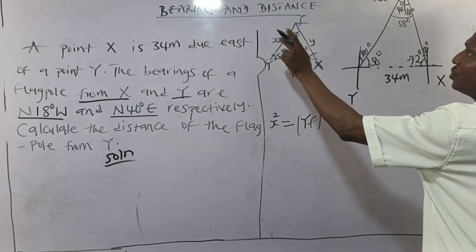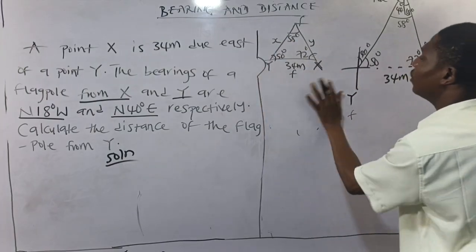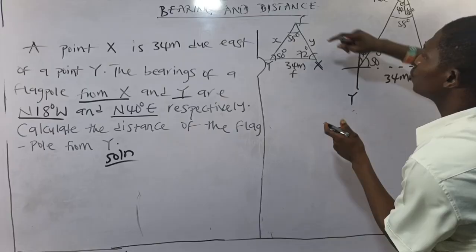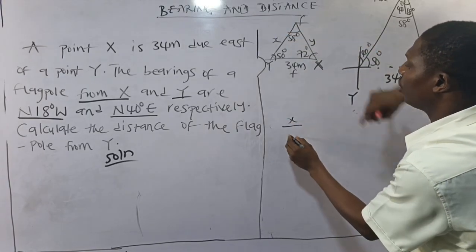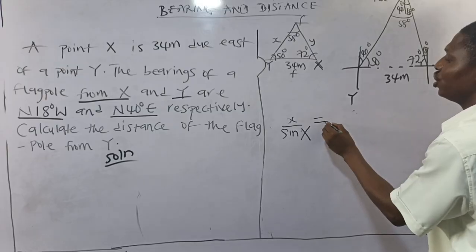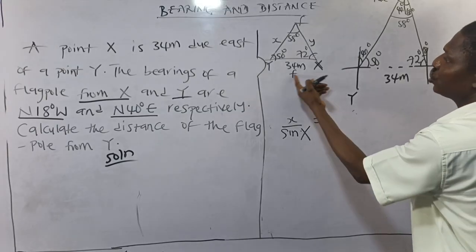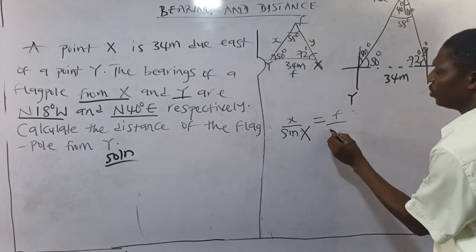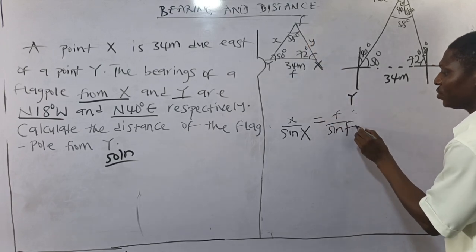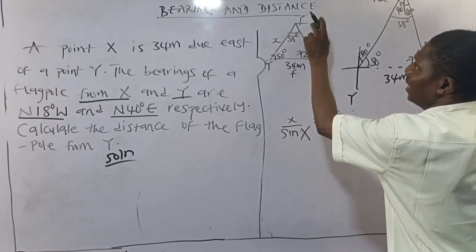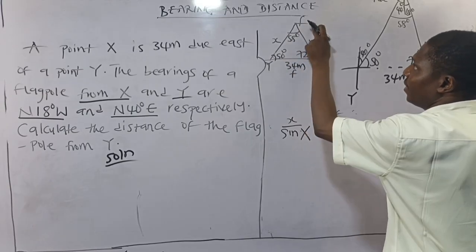I can't use this since I don't know this third side. Going for the third side is a waste of time, so I'll simply use my sine rule. For the sine rule, I'll have x over sine capital X equals the known side and the known angle, f over sine capital F. This will give me x.